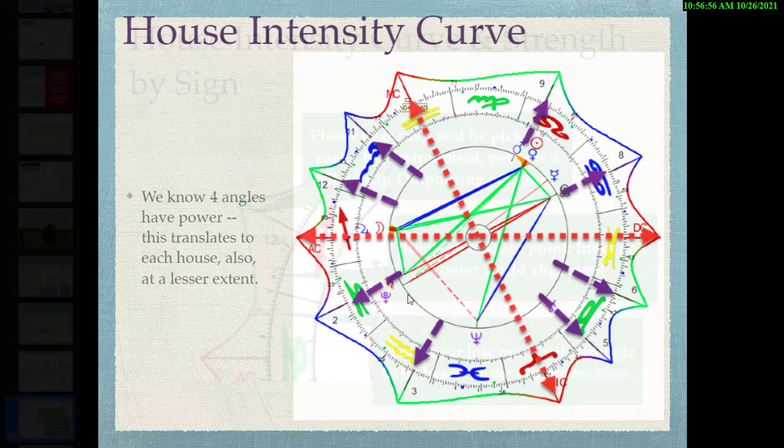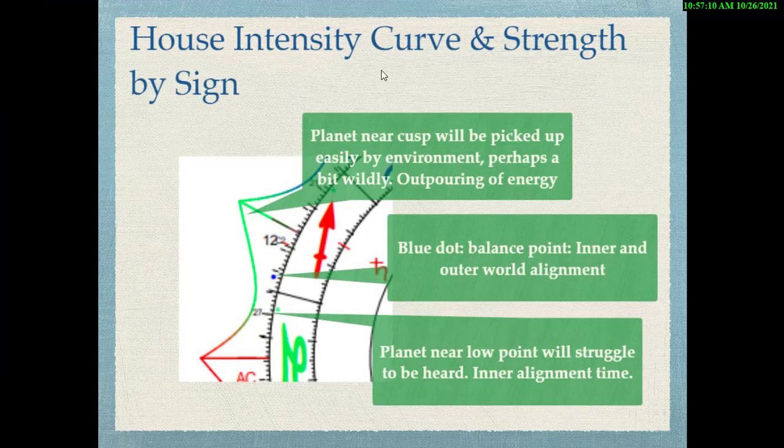I'll explain that further. A planet near the cusp will be picked up easily by the environment, and perhaps a bit wildly. There would be a real outpouring of energy. The reason that works is because this is the real world out here. I'll draw this out for you. This is the real world out here. So a planet that is sitting right here is very much closer to the real world people and picking up on it, so therefore it expresses itself.